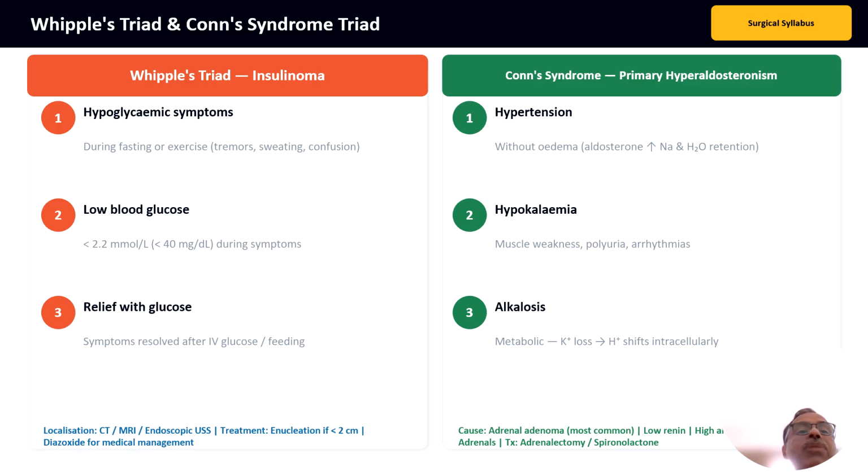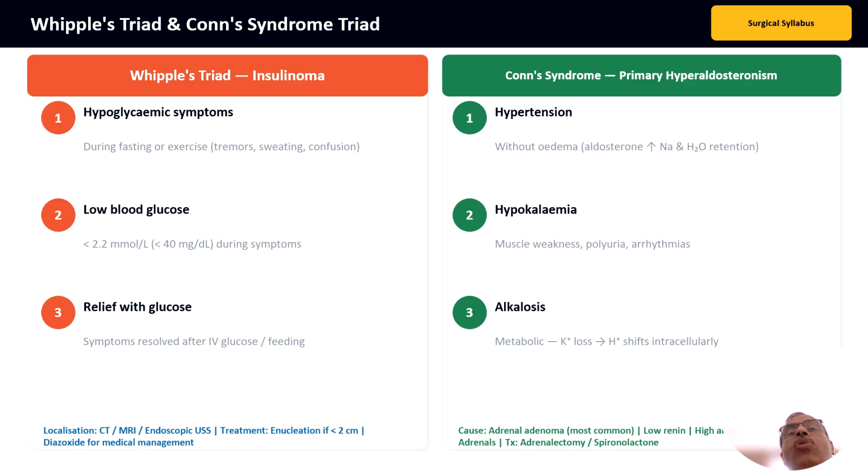And most of these symptoms would be relieved by giving glucose. So symptoms resolve after IV glucose or even feeding. For insulinoma, localization can be done with endoscopic ultrasound, CT or MRI scan, and treatment generally is enucleation if the size is less than 2 centimeters, and diazoxide can be given for medical management. So this is Whipple's triad classically seen in insulinoma.